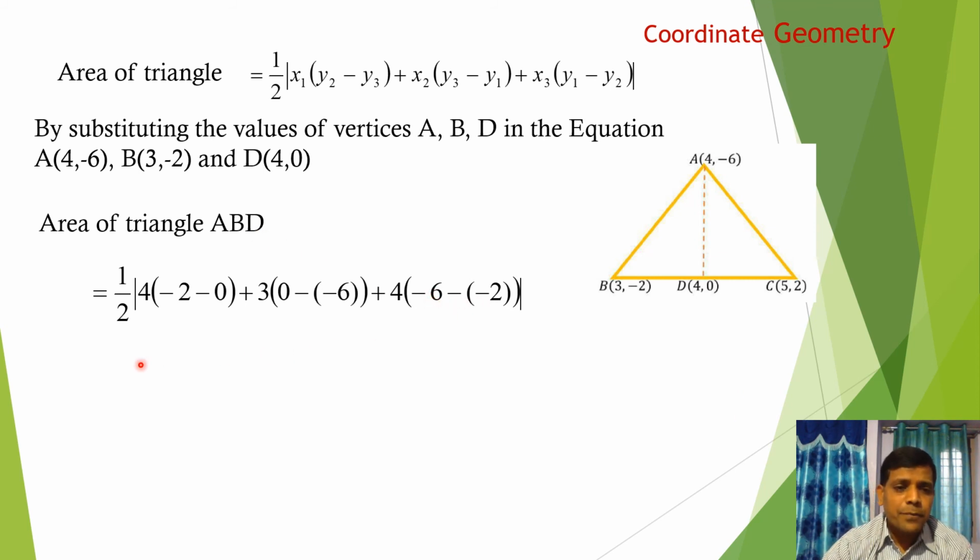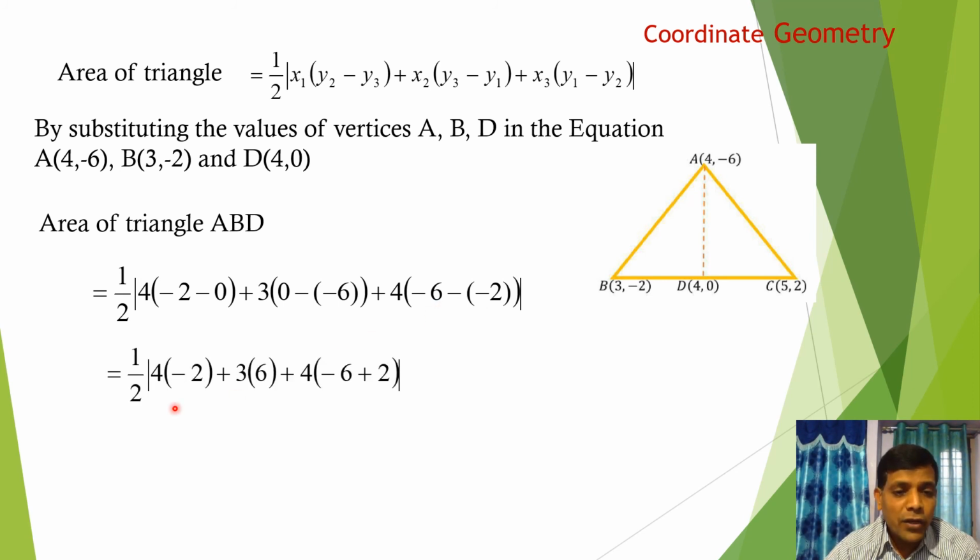Now next step: half mod 4 into minus 2 minus 0, we get minus 2, plus 3 into 0 minus of minus 6, which is plus 6, plus 4 into minus 6 minus of minus 2, which is minus 6 plus 2. Write down the next step: half into 4 into minus 2 minus 0, plus 3 into 0 minus of minus 6 plus 6, plus 4 into minus 6 minus of minus 2 plus 2.